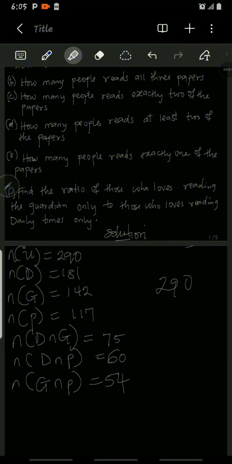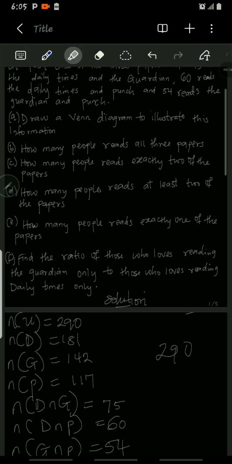So what do you notice? The universal here is 290, right? So basically my first trick here is that if I add all the numbers given to me in the question, is it going to be up to 290 or more than 290? It would definitely be more than 290. You understand? That is why you are to analyze the question before you solve it.